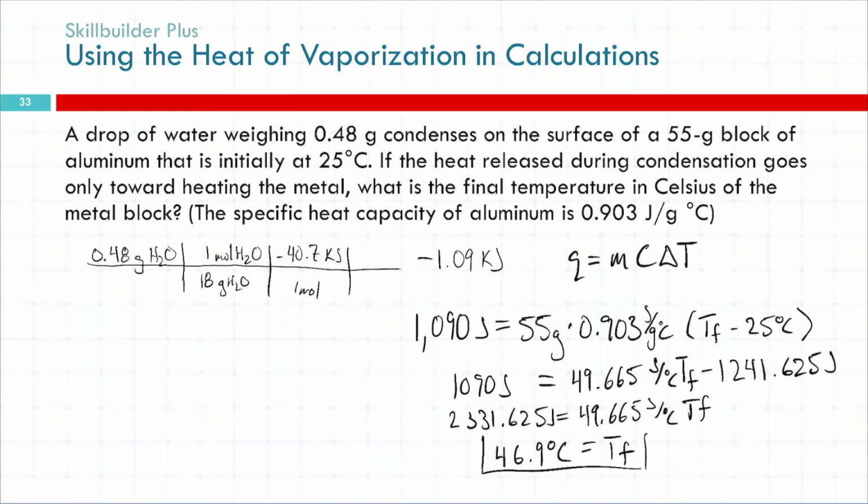If we had a half gram drop of water that condensed on the surface of a 55-gram aluminum block, and all of that energy went into it, it would increase from 25 degrees C all the way up to 46.9 degrees C. That's a lot of energy. That's a lot of heat.